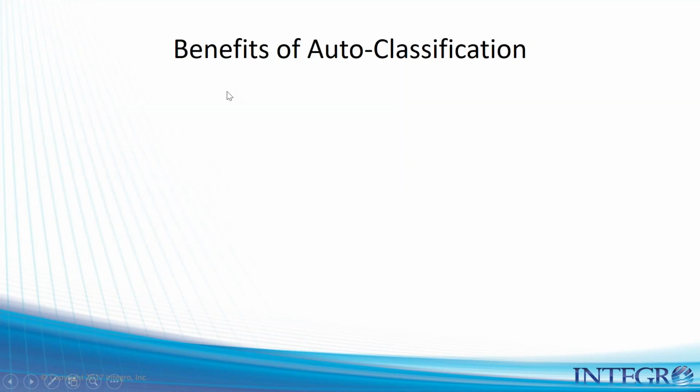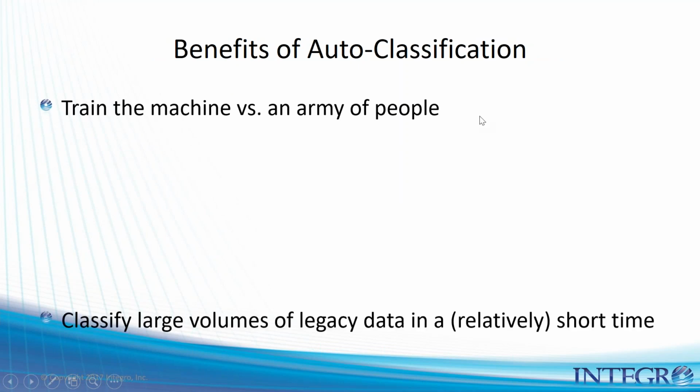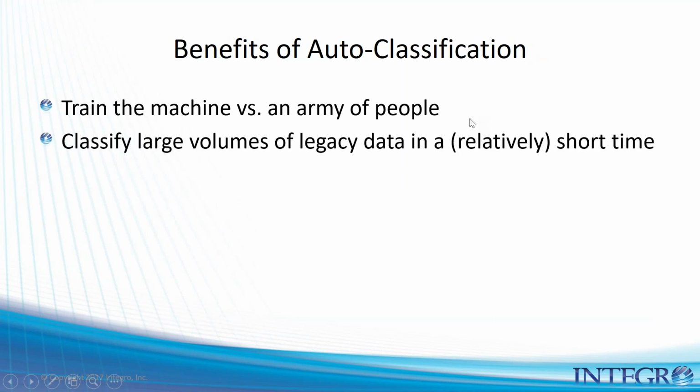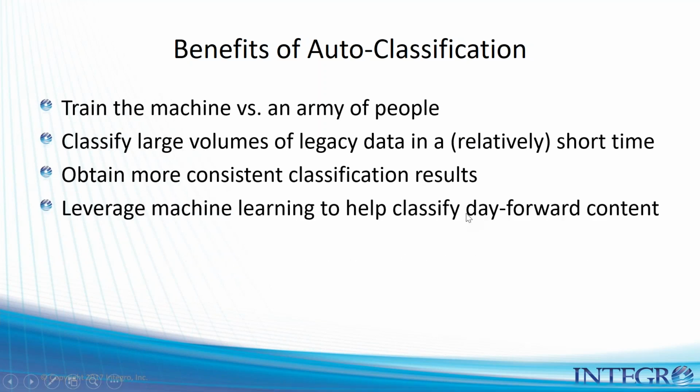So some of the benefits of auto classification: you can train the machine versus an army of people. You can also classify large volumes of legacy data in a relatively short amount of time. With auto classification, you also obtain much more consistent classification results than if you're asking people to do it. And you can also leverage machine learning to help classify your day forward content. And I'm going to talk about that a little bit more at the end of the presentation.